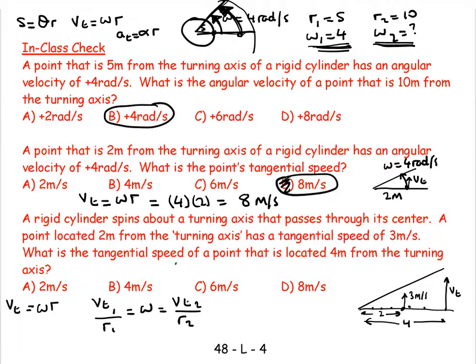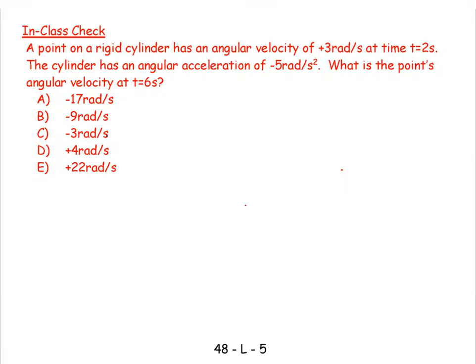So I have 3 over 2 must be equal to Vt over 4. So Vt is going to be equal to 3 times 4 over 2, which equals 12 over 2, which equals 6 meters per second. I'm twice as far from the turning axis and my tangential velocity is twice as big. There is a systematic change to it. Let's have a look at this next page.